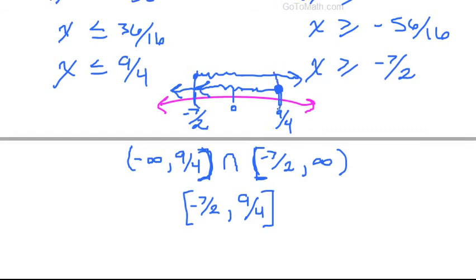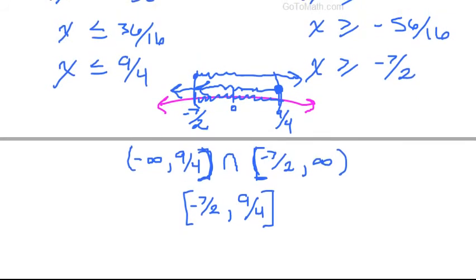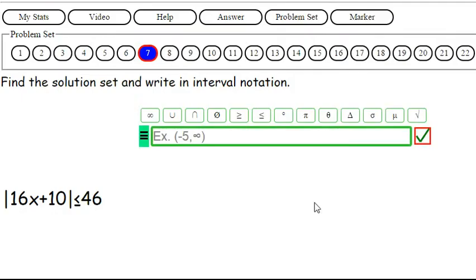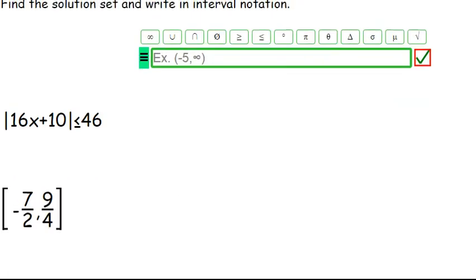Okay, that's actually what we want to write. This guy right in here, which just includes these values right here. You see that? So that would be the more proper way to write that, and not this way. This is a much better way of writing that. Okay, so negative 7 halves and 9/4. And of course, there you go.